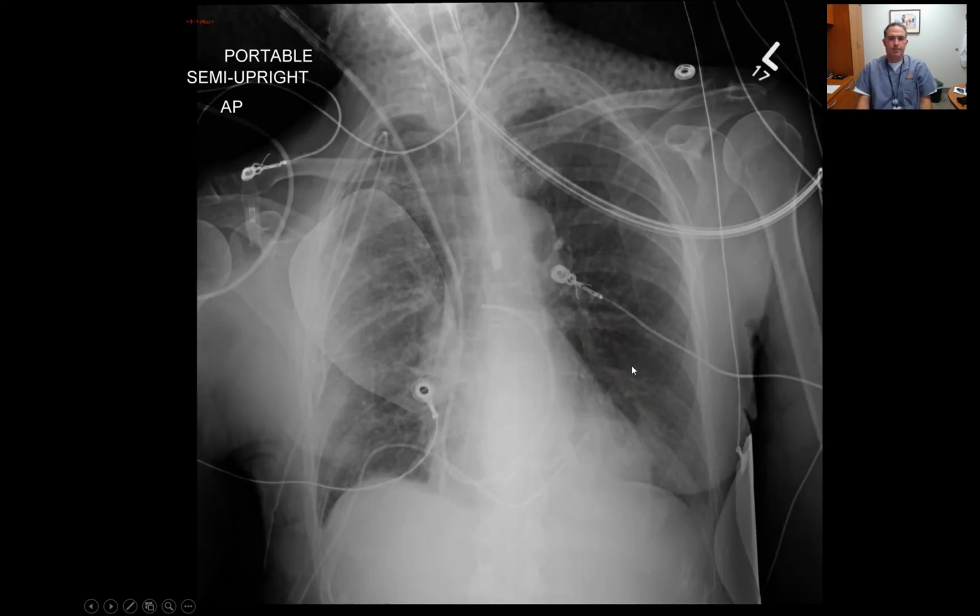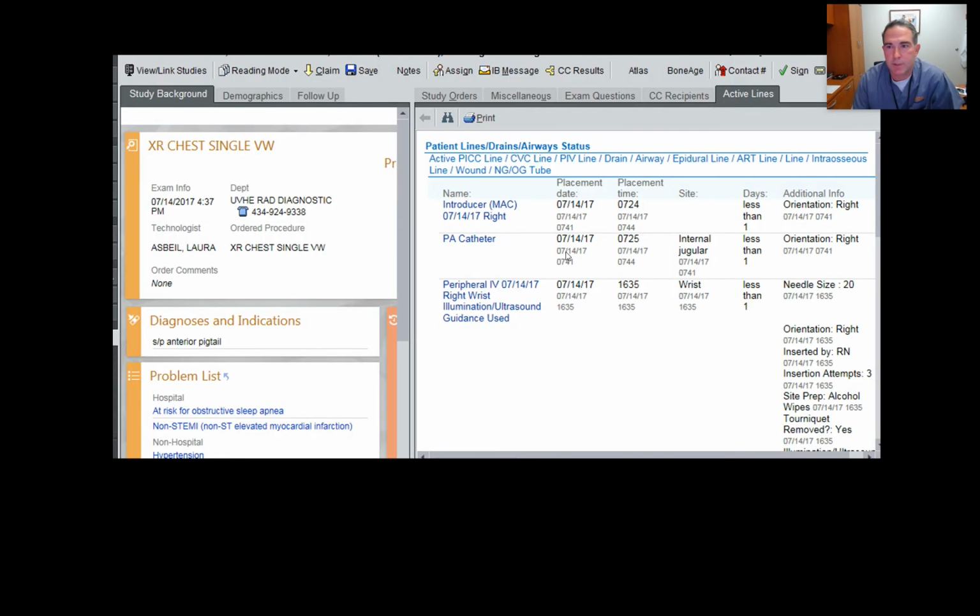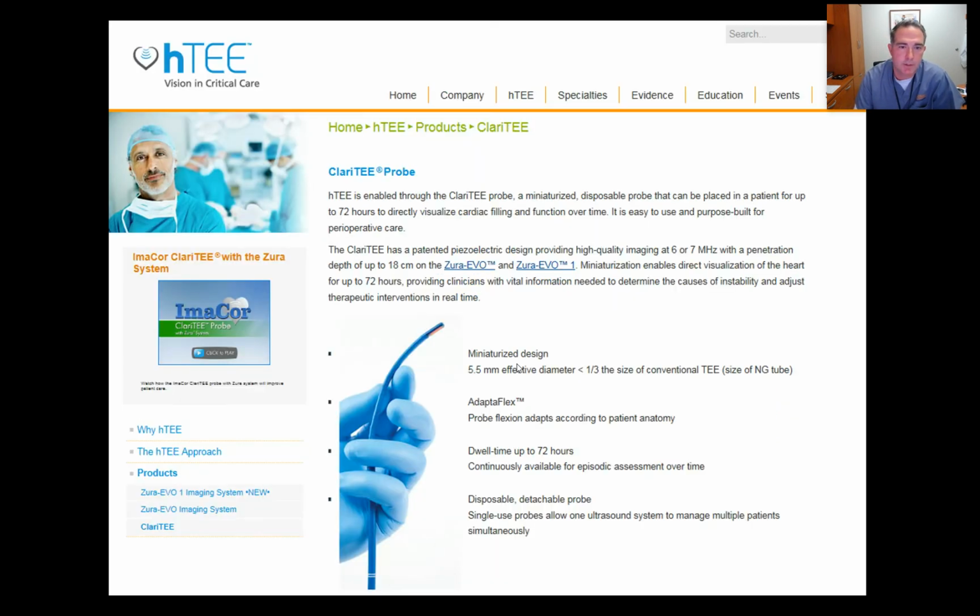This was a radiograph I read. I saw this thing, didn't know what that was, never seen that before. I think I asked Juliana, she didn't know. So I went to the chart, went to active lines and tubes, and I saw this and said, right wrist illumination ultrasound guidance. So I Googled that and I found this was a TEE probe. So it's a miniaturized disposable TEE probe. Super sick patients, they'll just leave them down there so they can come by and do TEEs and just plug into it when they want.